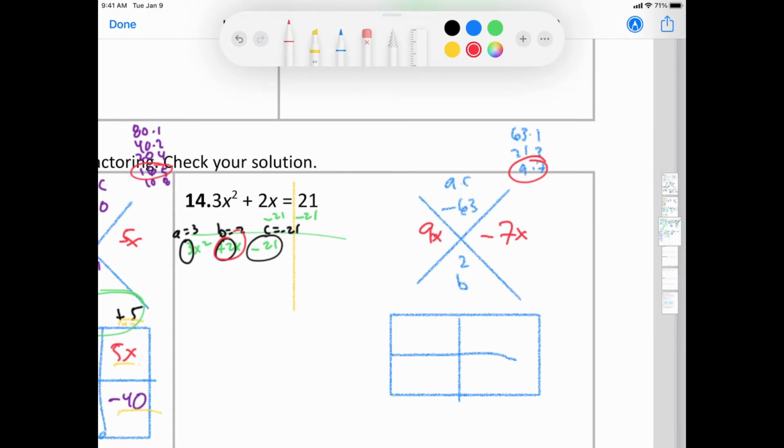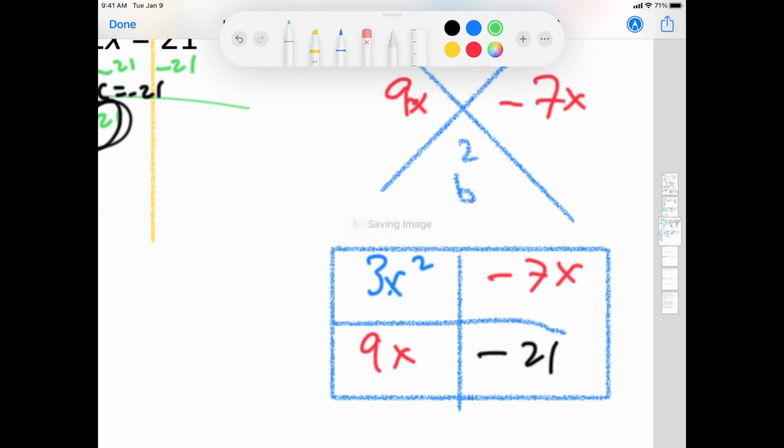2x is 9x, negative 7x. 9x, negative 7x. They always go in those positions. Always. 3x squared and negative 21. Okay, so let's go through the rows. The greatest common factor between 3x squared and negative 7x is x. This one looks to be a 3. I'm thinking a positive 3. If I go up to the top column, that would be 3x and negative 7. Does that work? Yes, it does.